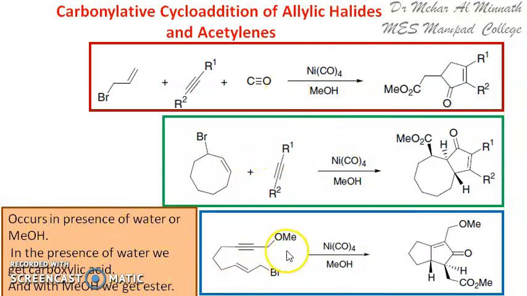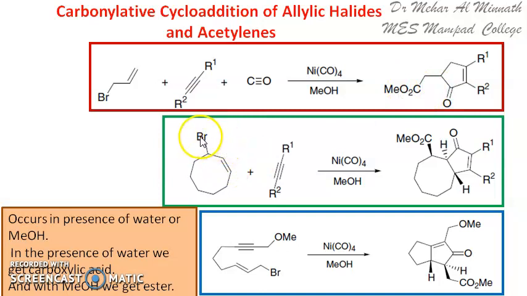When this reaction happens in the presence of water, we get carboxylic acid, and if it is taking place in the presence of methanol, we get ester here. See, all these reactions are carried out in the presence of methanol, and we get an ester here, COOMe. So this bromide, this halide, is removed.